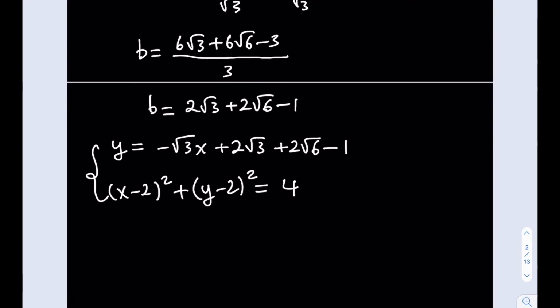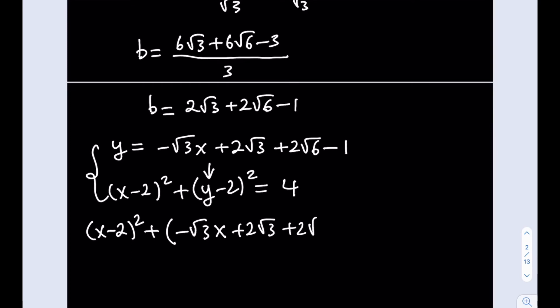Look at this. Like, you can just replace y with something, right? Let's go ahead and do that. And then we're going to end up with a single variable. So I'm going to replace y with this gigantic expression, right? Negative root 3x plus 2 root 3 plus 2 root 6 minus 1 minus 2, which is equivalent to minus 3. And that thing is squared, and the whole thing is equal to 4.